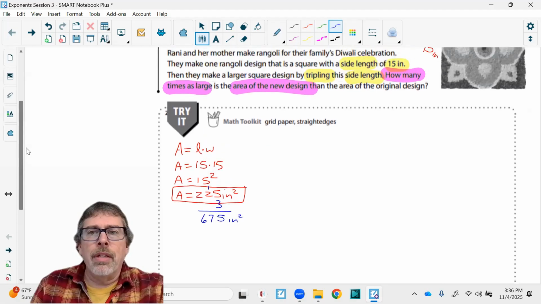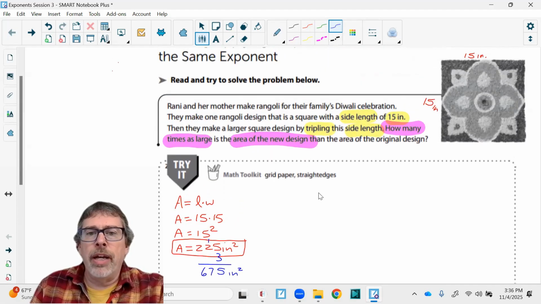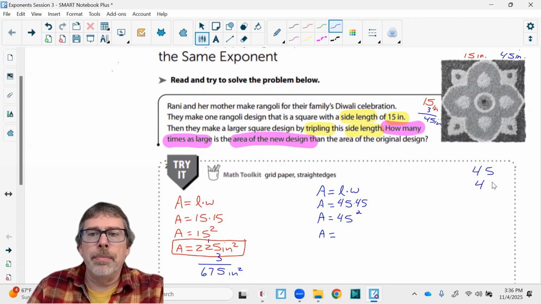So then I was asking them, well, let's just double check, make sure we're right by doing the formula again. But now we're going to triple each side. In other words, multiply each side by 3, which is now going to make each side 45 inches, right? 15 times 3. So this is now going to become 45 times 45, or the area is going to be 45 squared. So that's going to come out to be, I'll just do this over here.